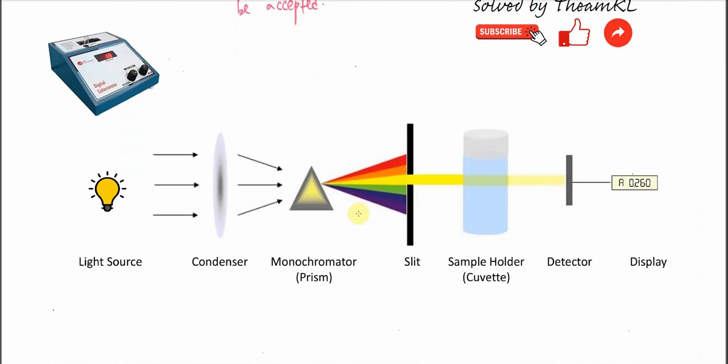Let's use this one again. When we choose the specific wavelength, yellow color will pass through the solution. This is a sample holder. Inside the sample holder, there is a purple solution. The solution will absorb this wavelength, and the detector will tell us how much of this light is being absorbed by showing the absorbance here.